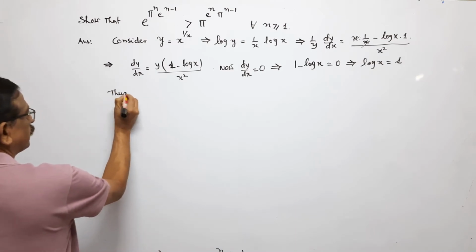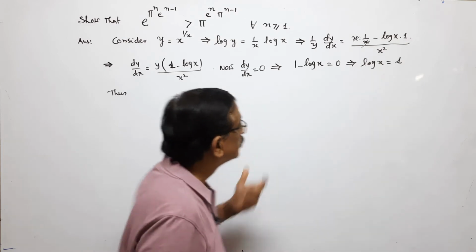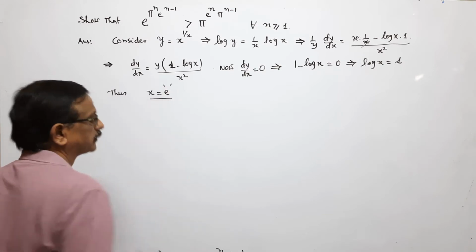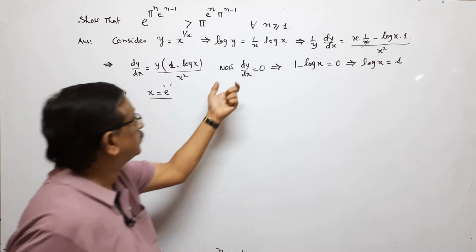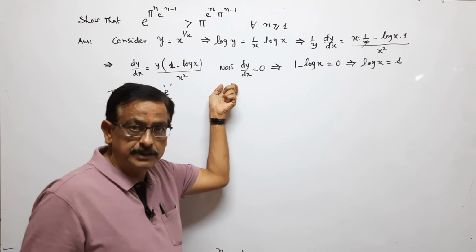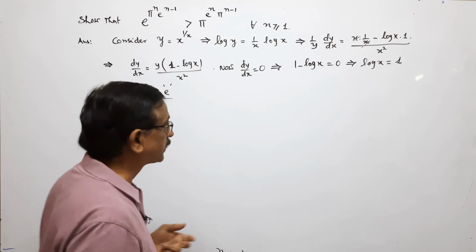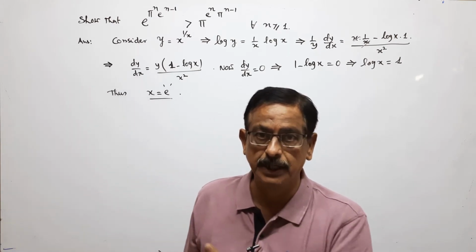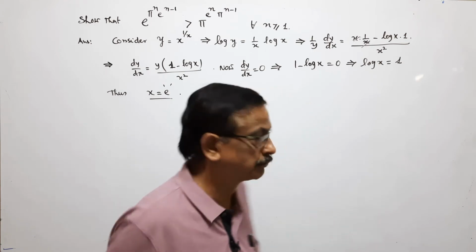Thus, if log x equal to 1, this is to the base e, so x equal to e. It's a very, very crucial step to observe, because why am I finding dy by dx? I want to equate it to 0. I want to find the value of y. Then go for the second derivative. The second derivative will become negative at this point, x equal to e. Hence, the function has a maximum value.